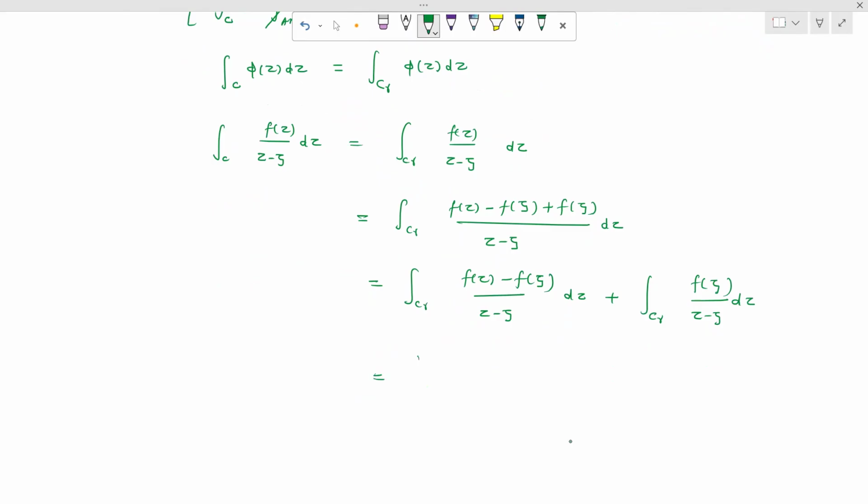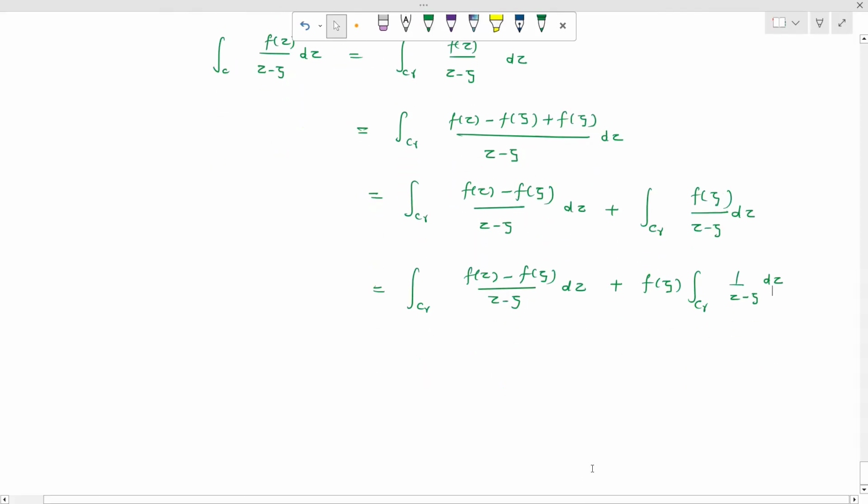Now this can be written as integral over C_r of (f(z) minus f(zeta)) upon (z minus zeta) dz plus f(zeta) times the integral over C_r of 1 upon (z minus zeta) dz. ये तो constant होगा क्योंकि z का function तो है नहीं, so this will be the constant we can take outside. अब zeta क्या है? Zeta any point inside the curve C.